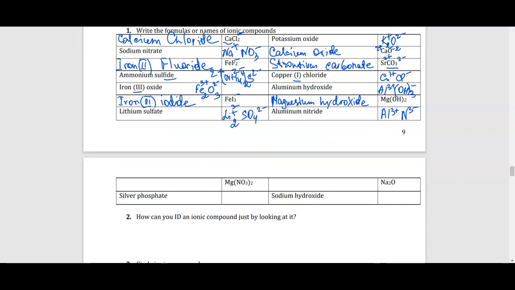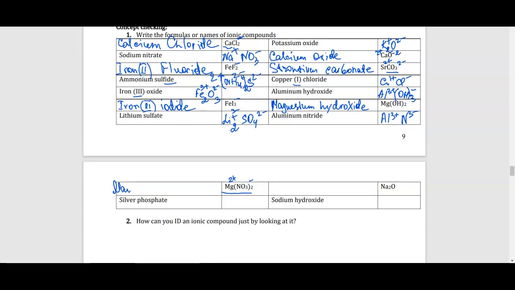And this one, NO3, we know already it's nitrate. 1 negative is the charge for this polyatomic anion, and for magnesium it's 2 positive, so it will be magnesium, oh, I'm sorry, magnesium nitrate.